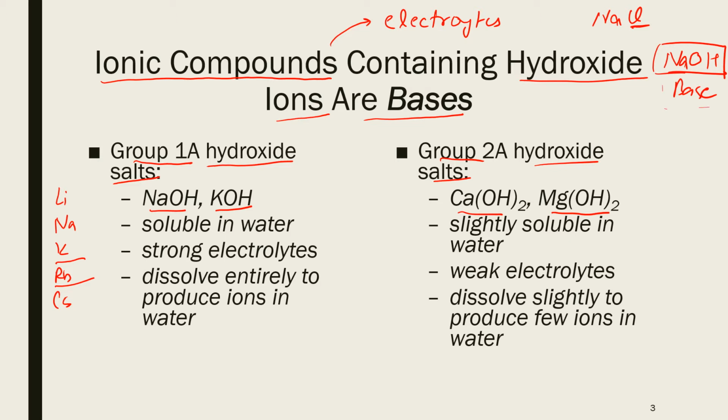Group 1A hydroxide salts are freely soluble in water. They are strong electrolytes and they dissolve entirely to produce ions in water. For example, if we take solid sodium hydroxide, it will completely dissolve and dissociate to produce ions, and these are called aqueous ions because they are soluble in water.